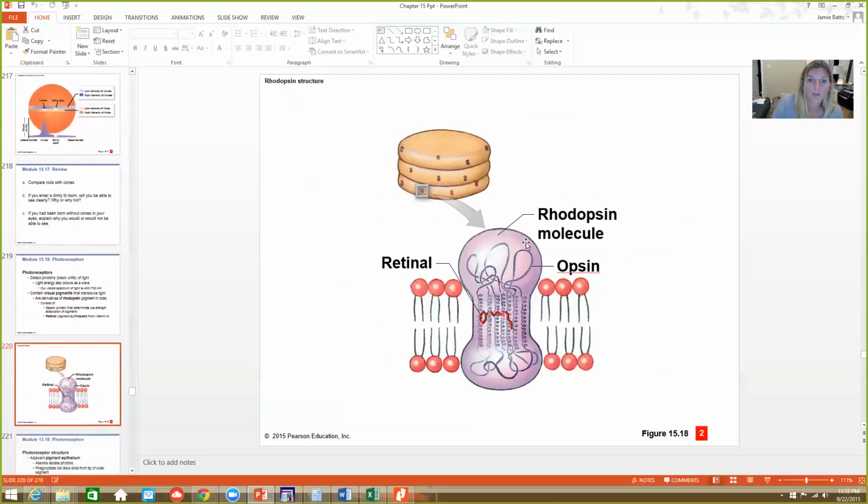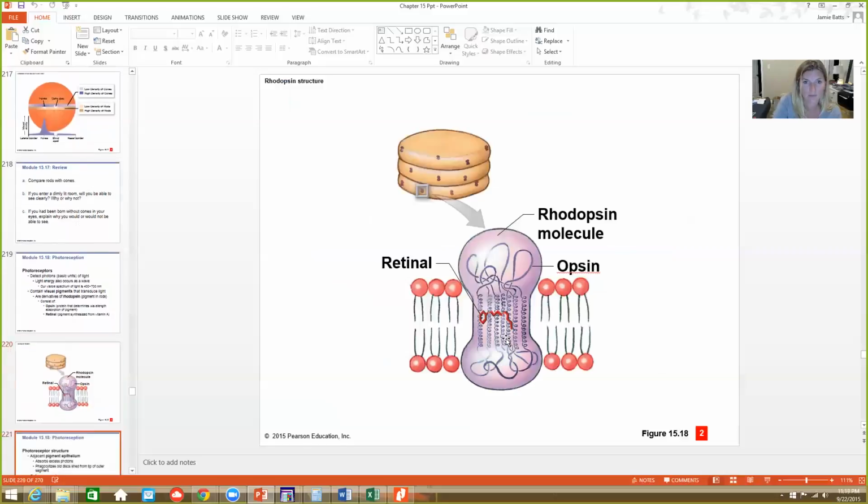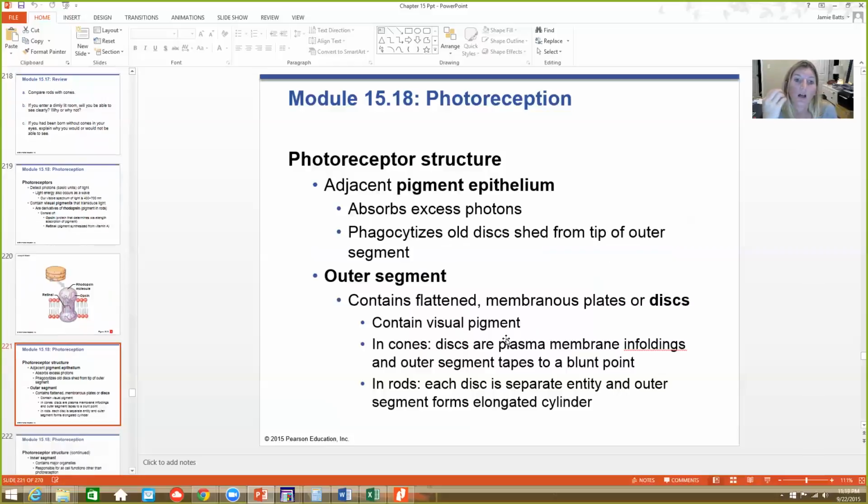So here's what we mean. This whole thing is a rhodopsin. Rhodopsin is made of retinal, and opsin is this kind of squiggly thing in there. The photoreceptors have the pigmented epithelium that helps absorb any excess photons that weren't absorbed by the pigmented layer of our retina. They also help to phagocytize anything that's old that may have shed from other parts in that area.